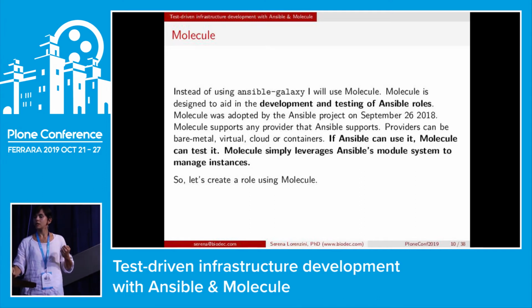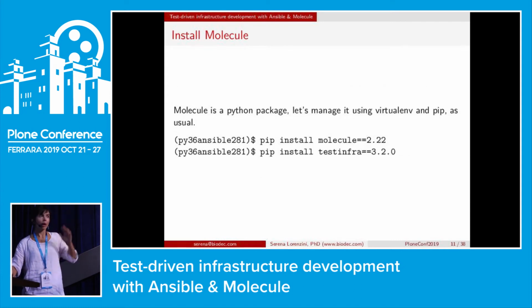It is basically a wrapper around Ansible calls, so it supports every provider that Ansible supports. If Ansible supports Docker, Molecule supports Docker. If Ansible supports EC2, Molecule supports EC2, and so on. If Ansible can use it, Molecule can test it. So we will create a role using Molecule, which wraps the ansible-galaxy command for us and also does other very interesting things.